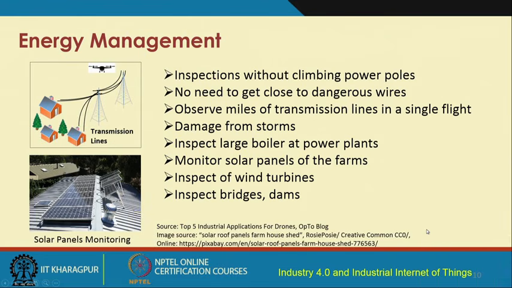For energy management also, UAVs could be used. UAVs could be used to monitor the power transmission lines. The periodic monitoring of the power transmission lines is something that is done typically, and that is done manually. So, UAVs could be used to do real time continuous monitoring of these transmission lines.